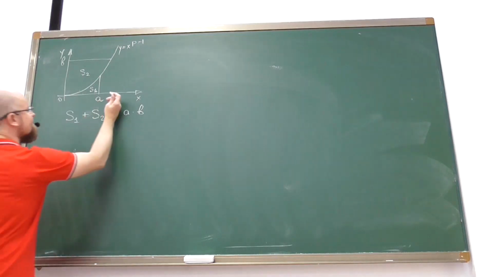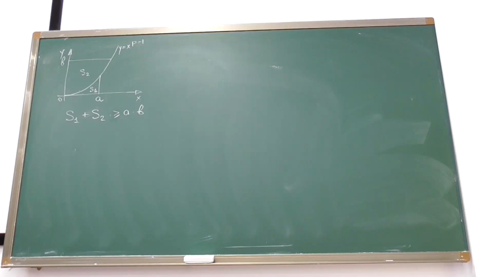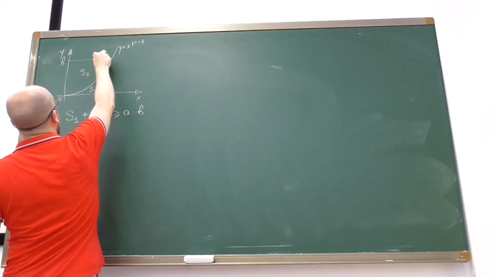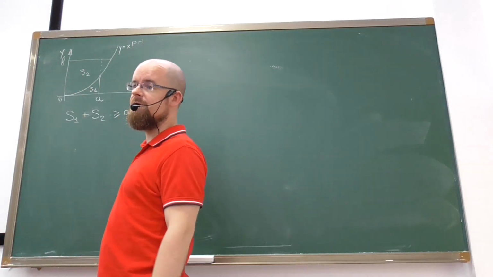Yeah, sure, thank you. Greater than or equal to. Greater than or equal to. Because, yeah, in this particular case, a times b is the area of this rectangle, and we have an extra bit.